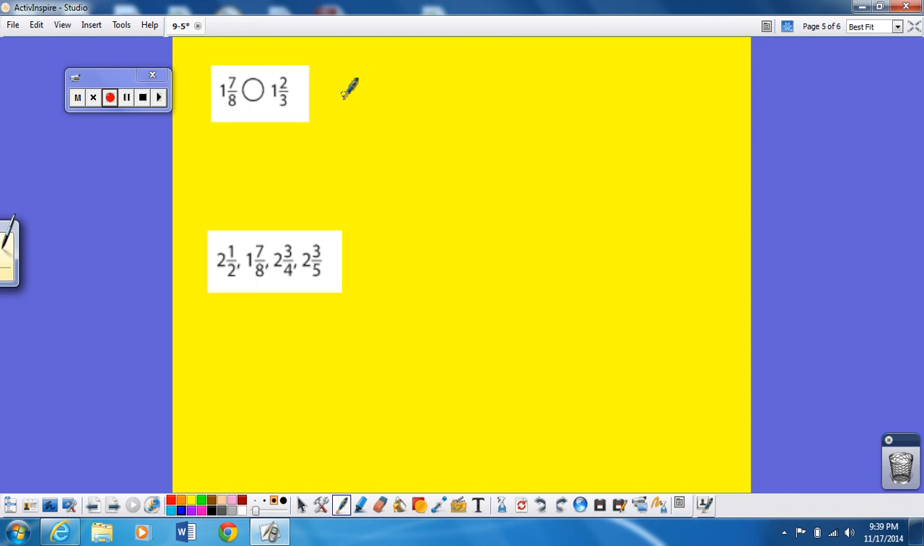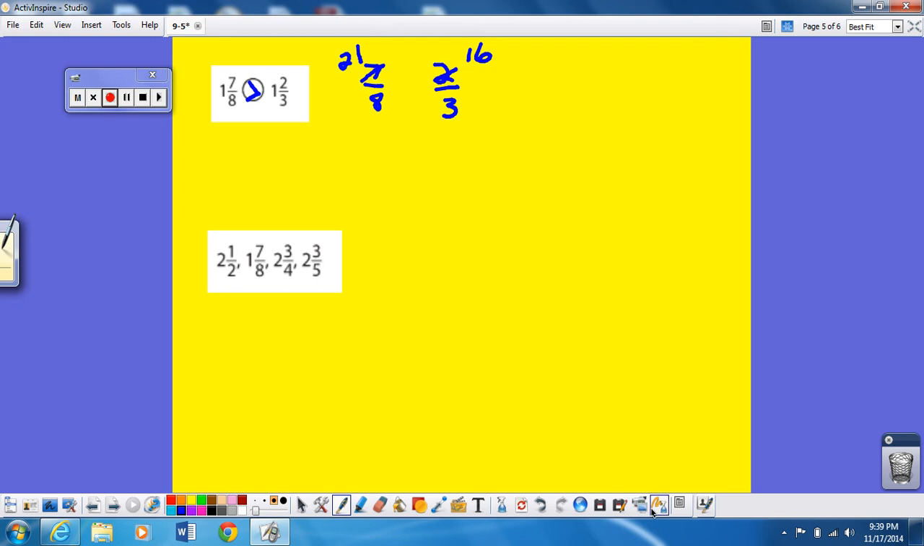1 7/8 and 1 2/3. Here again, we have the one whole number, so we can just basically look at that 7/8 and that 2/3. Cross multiply. 3 times 7 is 21. 8 times 2 is 16. That tells me that 21 is greater than 16, so I know that 1 7/8 is greater than 1 2/3.